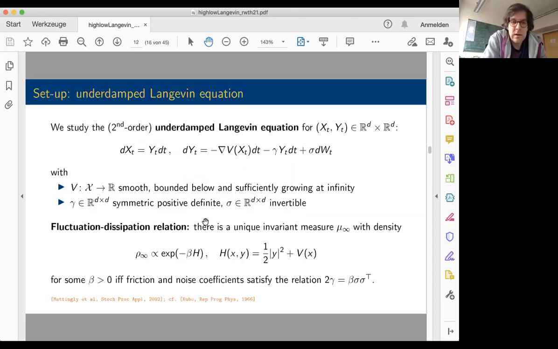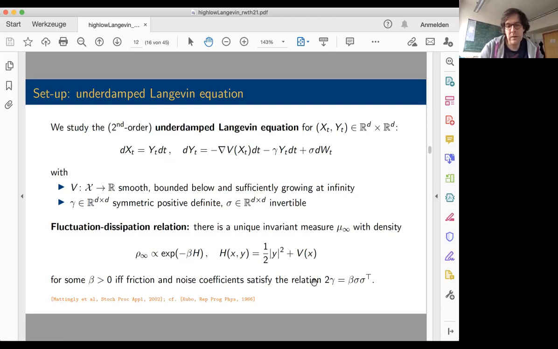Okay, so what's the underdamped Langevin equation? It is a second order stochastic differential equation, or a degenerate stochastic differential equation, that basically has the form of a Hamiltonian system perturbed by friction and noise. I will show you what I mean by this on the next slide. So I assume, again, I have some function v, which is a smooth and sufficiently growing potential function that is bounded from below. And I have some friction matrix gamma, which is a symmetric positive definite matrix. And I have some noise coefficient sigma, which also is some matrix.